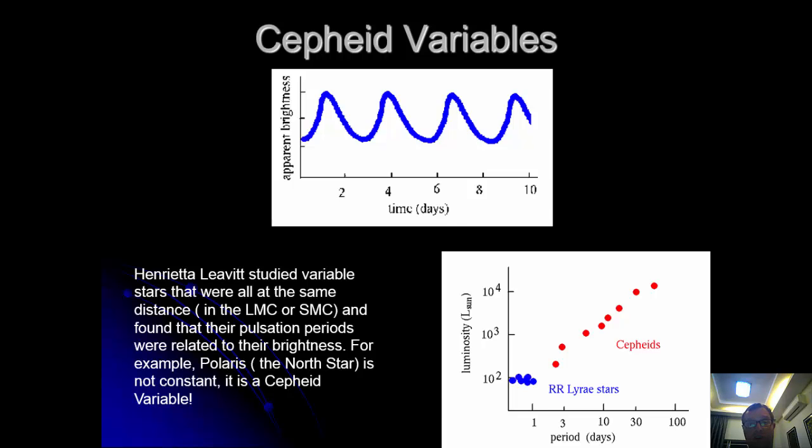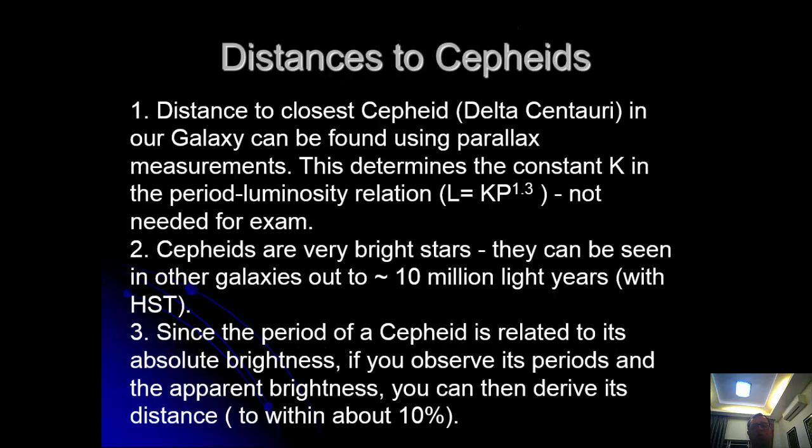Now, this is great news, because then you can work out the distances to Cepheids. The distance to the closest Cepheid, Delta Cephei, in our galaxy can be found using parallax measurements. And then from this, we can determine the constant in the relationship between period and luminosity. This isn't needed for the exam, by the way, but as it happens we'll have L equals K, which is a constant, times period to the 1.3.